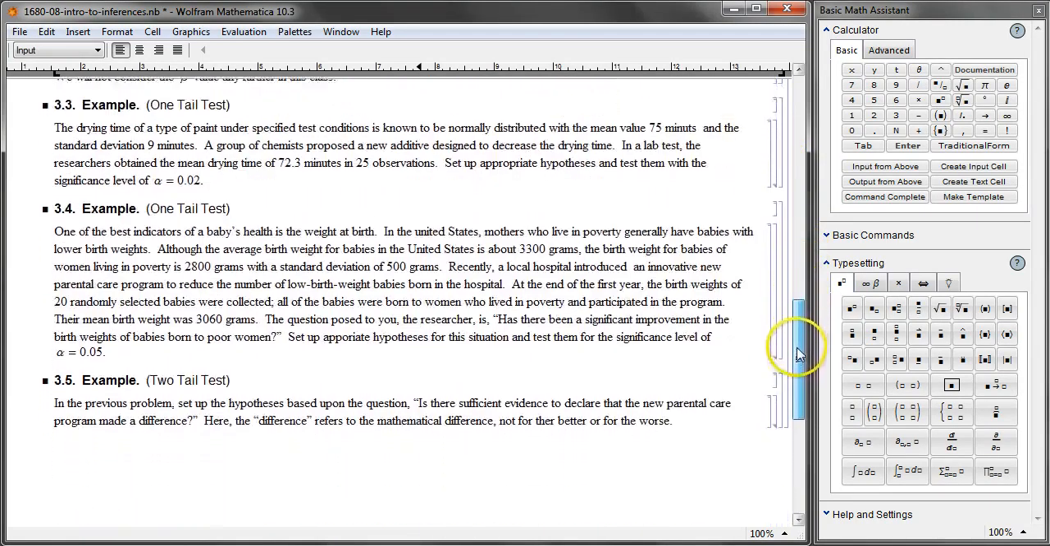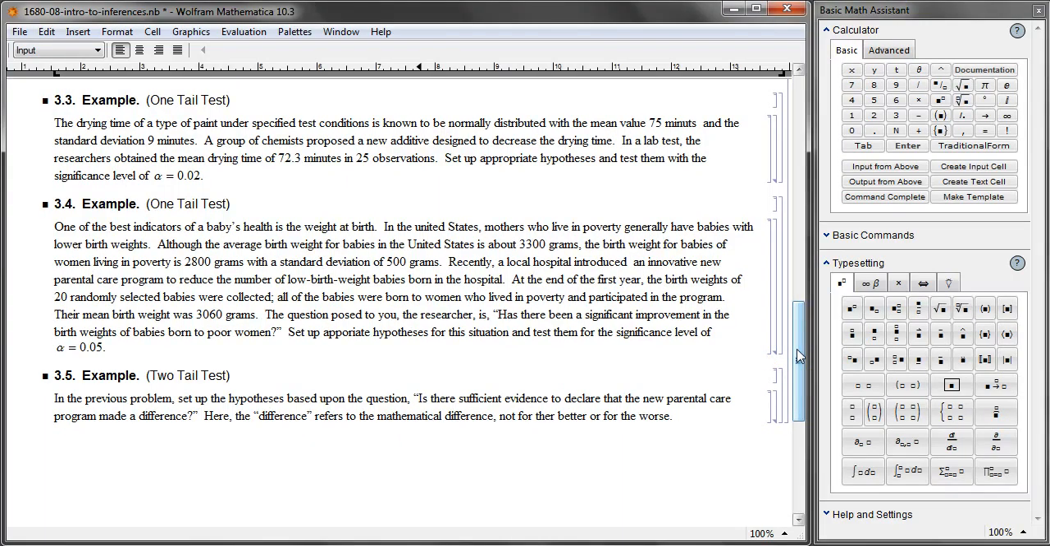Okay, that was a review, and let's talk about a concrete example problem. Let's go over to example 3.3. The setup of this problem is something we already dealt with, so we can move rather quickly, I think. The drying time of a type of paint under specified test conditions is known to be normally distributed with a mean of 75 minutes and a standard deviation of 9 minutes. So this is going to be the mu0 value, and this is sigma.